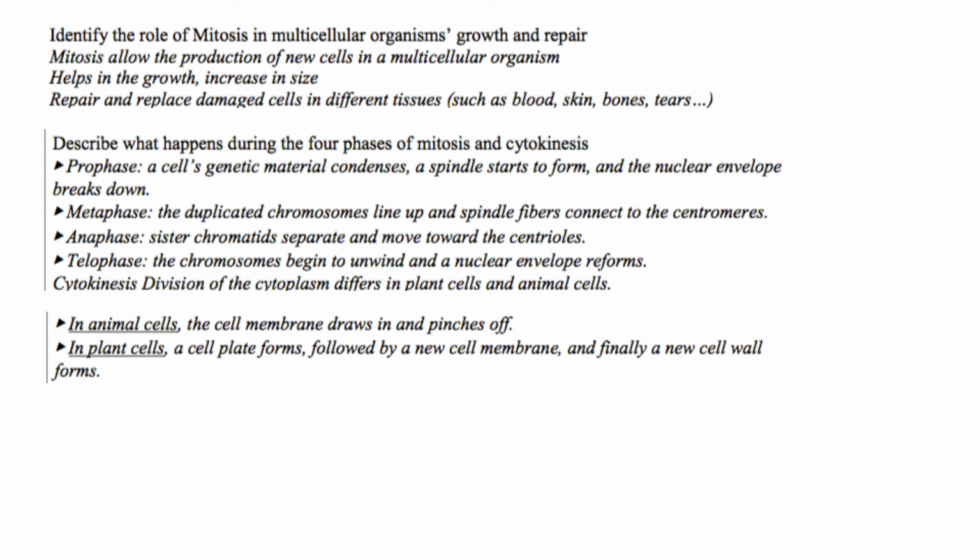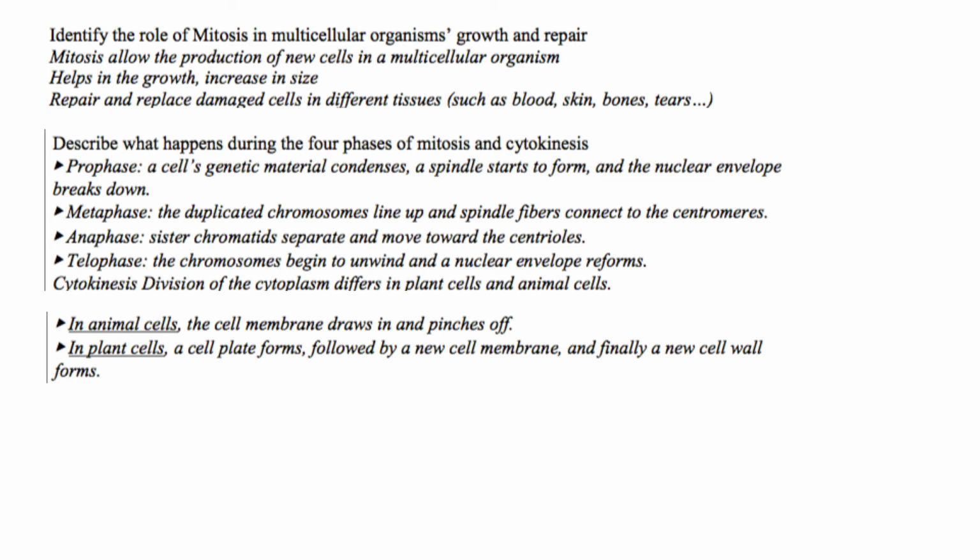So you have to note the 3 points. The cell's genetic material or chromosome condenses. The word condenses is important. So the chromosome condenses, spindle starts to form, and the nuclear envelope breaks down. Second, the metaphase. Here, these chromosomes now line up at the middle of the cell. So I told you the letter M, middle of the cell, is the same as metaphase M. It's easy for you to remember. So these chromosomes line up at the center of the cell and the spindle fibers from the sides connect to the centromeres.